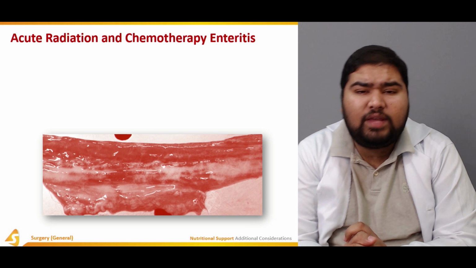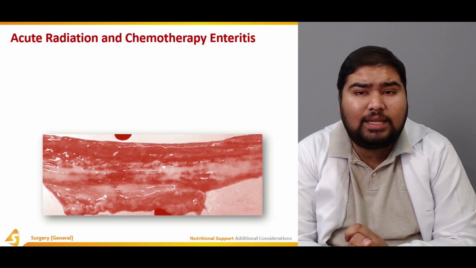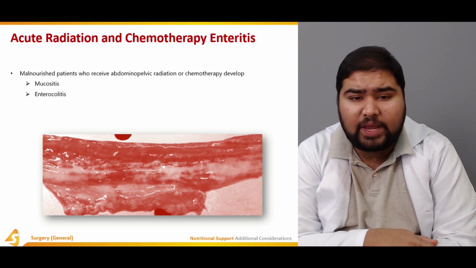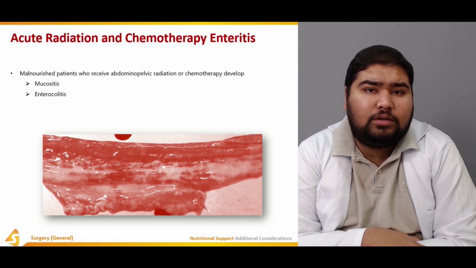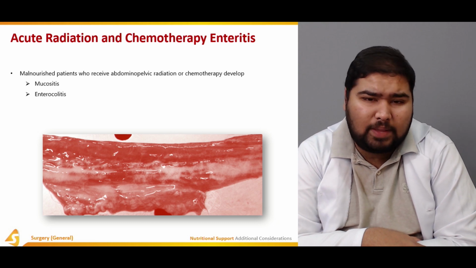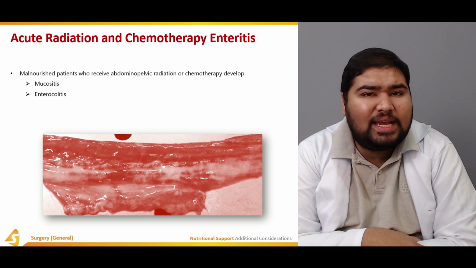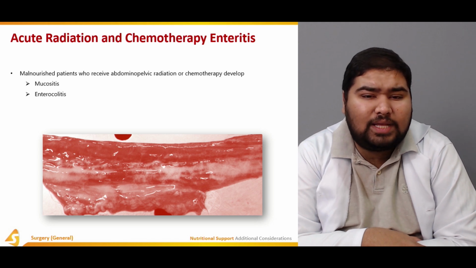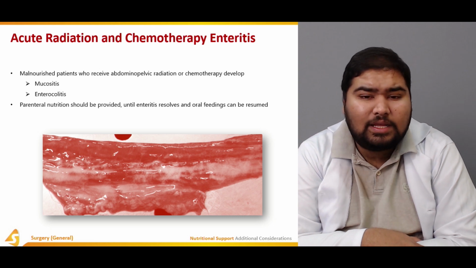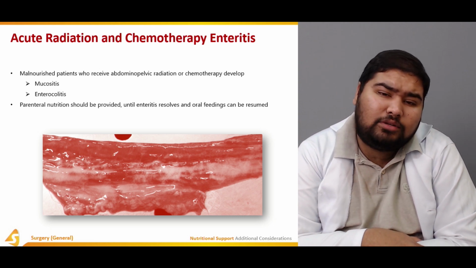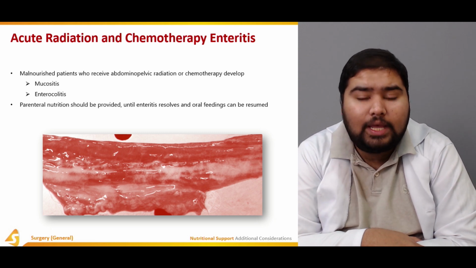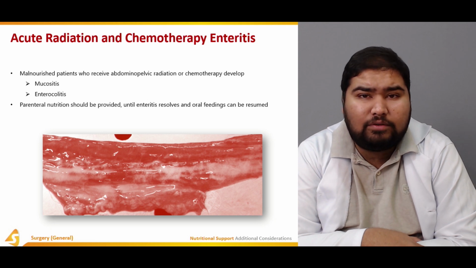So moving on, we can have acute radiation and chemotherapy enteritis. So now the patient is malnourished and is receiving abdominopelvic radiation or chemotherapy. They develop mucositis, that is inflammation of the mucosa, and enterocolitis, that is inflammation of the intestines. So in these, parenteral nutrition should be provided until the enteritis resolves and oral feeding can be resumed.